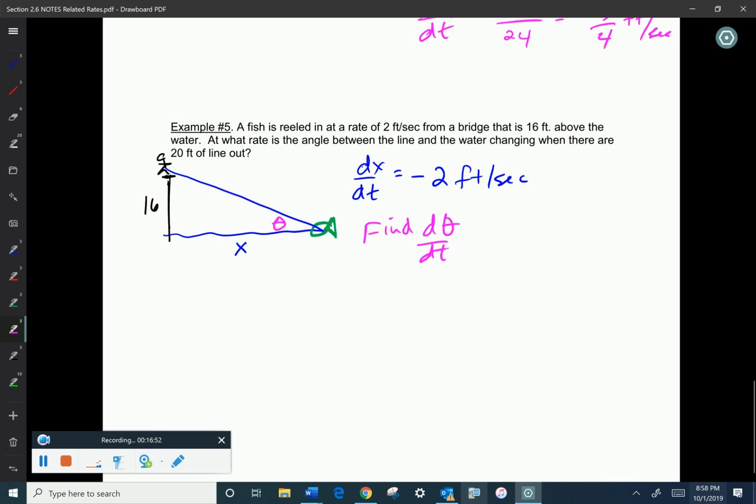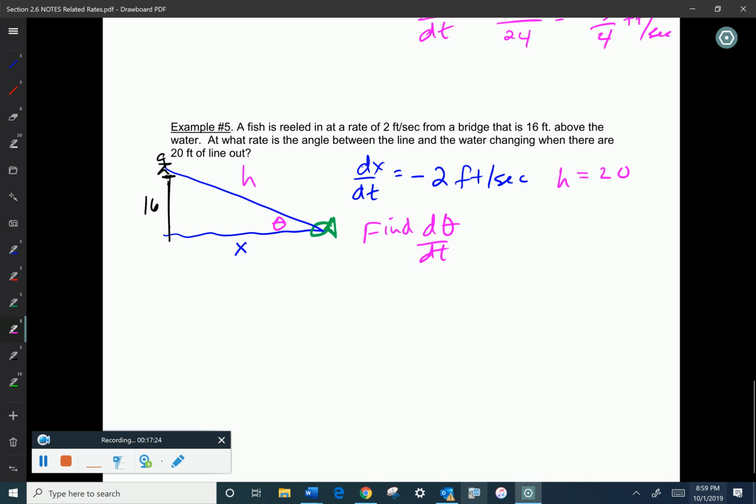Okay, well, if there's 20 feet of line, isn't that the hypotenuse? But as the fish is being reeled in, that line is getting smaller, right? So I'm going to call the hypotenuse h for hypotenuse. Okay, and so I'm given that h equals 20. But keep in mind, h is a variable because it's changing, right? We're doing this at the moment when it's 20, but it's changing.